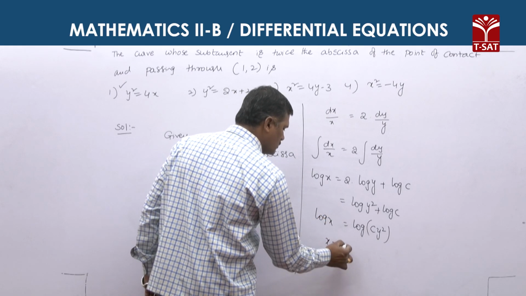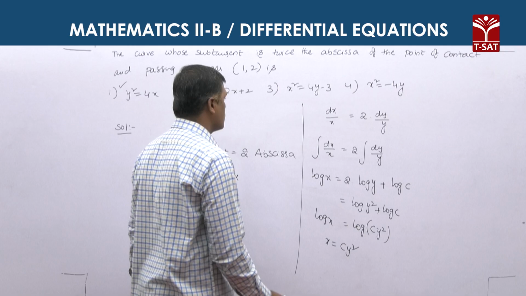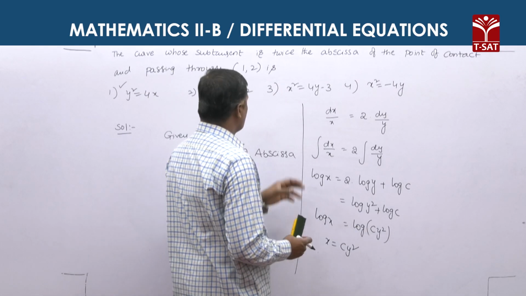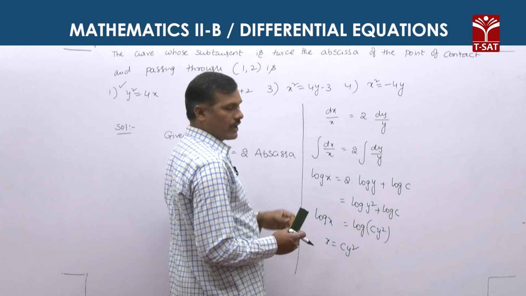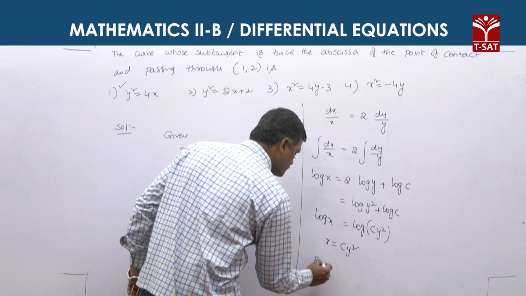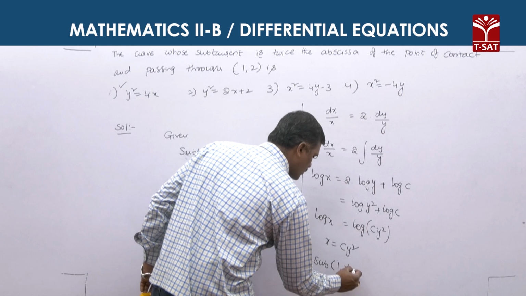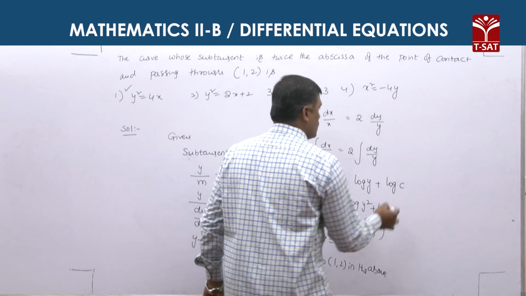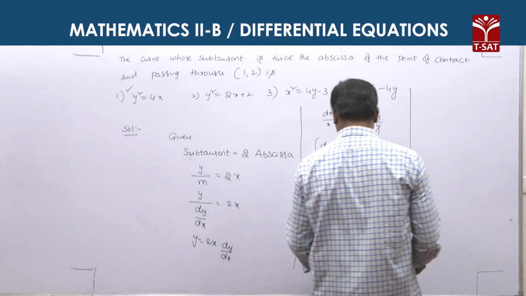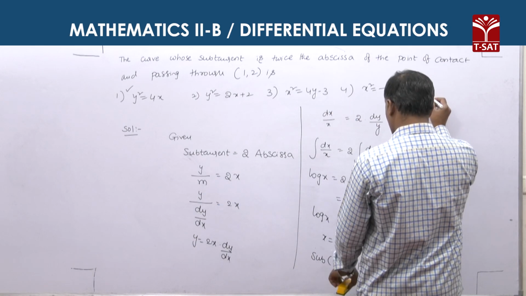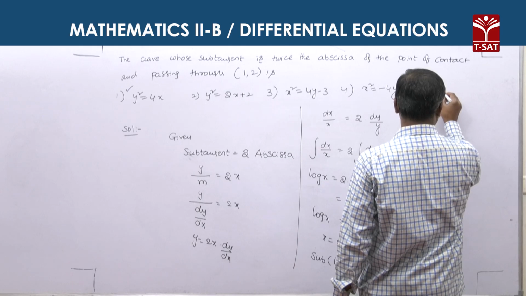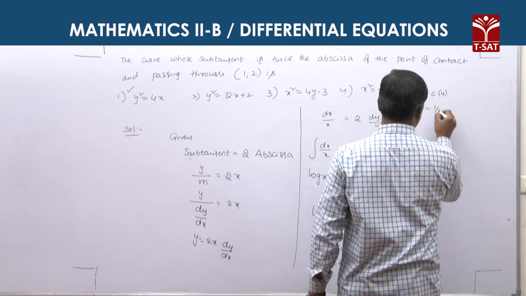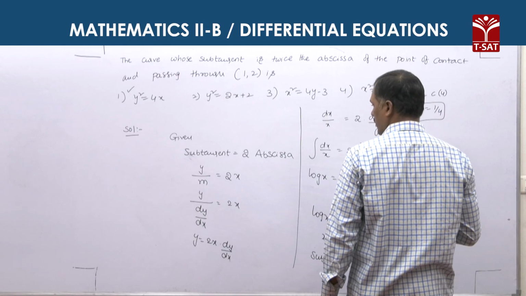Therefore x is equal to c y square, and this passes through the point 1 comma 2. 1 comma 2, this is the x coordinate and this is the y coordinate. Substitute 1 comma 2 in the above. So x is equal to 1 is equal to c into y square. Y square is 2 square, 4. Therefore c is equal to 1 by 4.